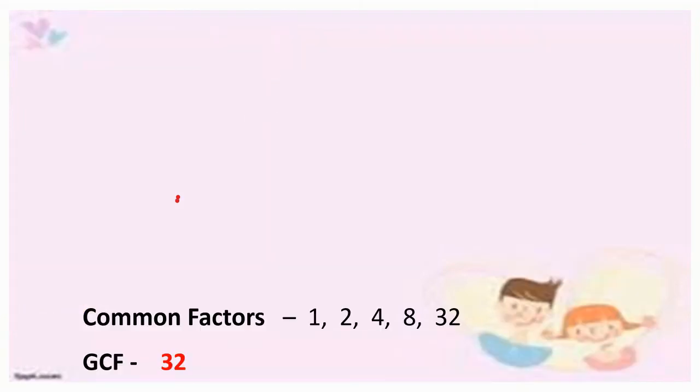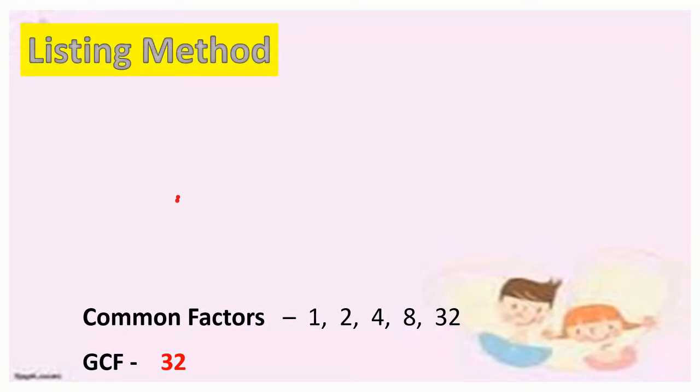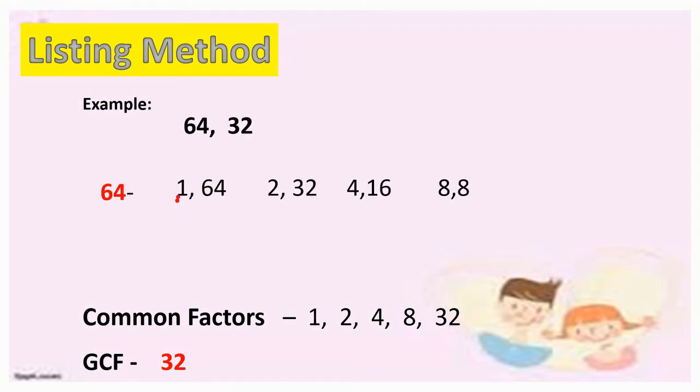Okay, stop. So let's see if you got the correct answer. So in this 64 and 32, we have here the listing method. So ililista lang natin yung mga factors ng 64 and then factors ng 32. Ganun siya. Okay. So ano kaya yung mga common factors natin diyan?